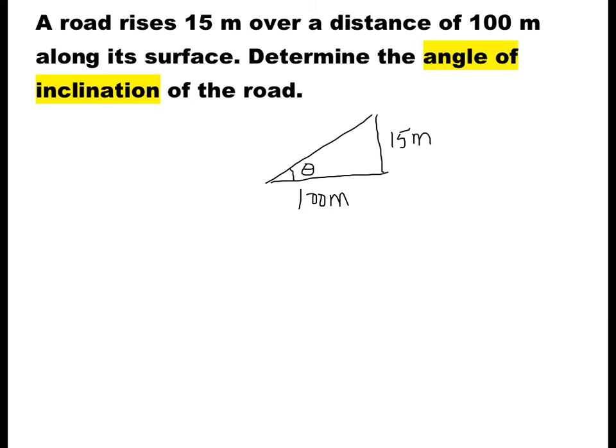Let's call it theta. Now again, I'm looking for the angle theta. I have the side which is opposite, and also I have the side which is adjacent. So I can use the tan ratio. So I can say tan theta is equal to 15/100. Now, as usual, if you use your calculator with the inverse function, you can find that theta is approximately 8.6 degrees.